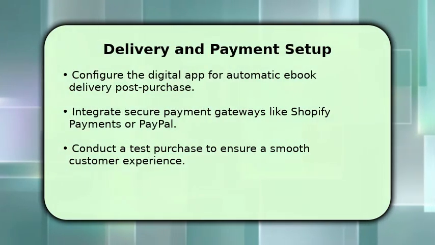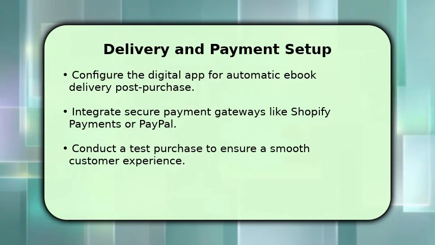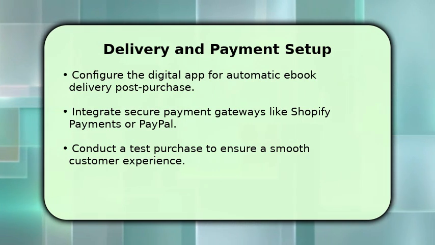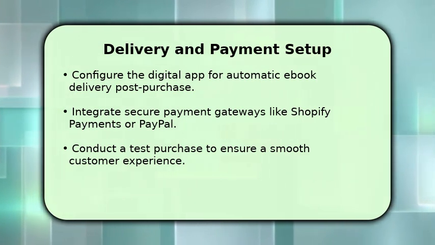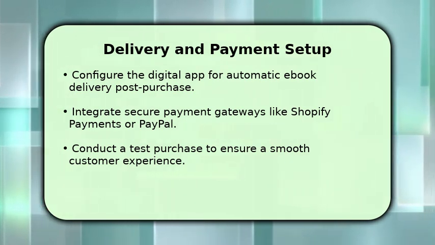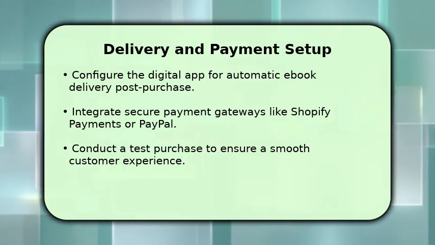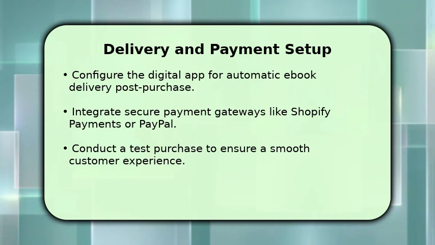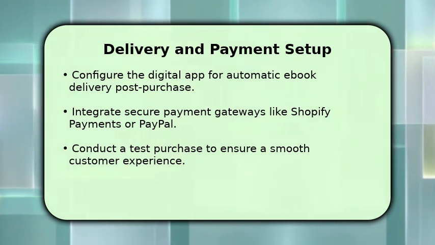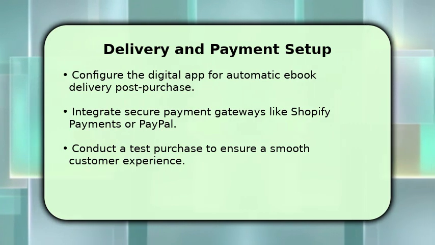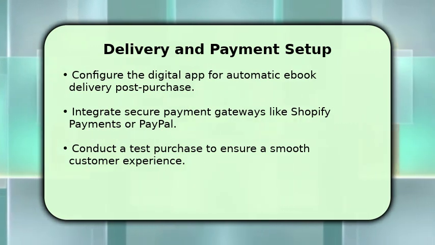With your product ready, it's time to configure delivery and payments. Ensure your digital download app is set to automatically deliver the ebook to customers right after they buy it. Integrate secure payment gateways, offering multiple options for your buyers. Crucially, perform a test purchase yourself to confirm everything works perfectly. This ensures customers receive their ebook download link without any delays.